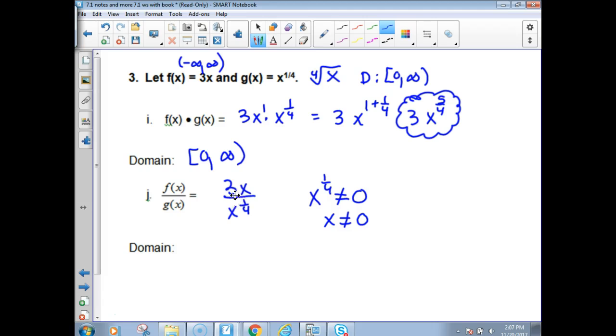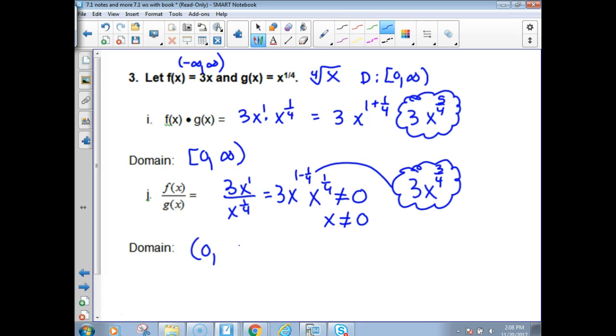Now, we're not done with simplifying this yet, though. Can you simplify it? Well, what's the rule? When you divide like bases, you subtract the exponents. So this is 3 times x to the 1 minus a 4th, which is going to be 3x to the 3/4. But again, we had to realize that since we had put g of x in the denominator, 0 got excluded from the domain, which means this isn't the correct domain this time. It's going to not include the 0, so it would just change by that much, where you put a curved bracket to infinity.